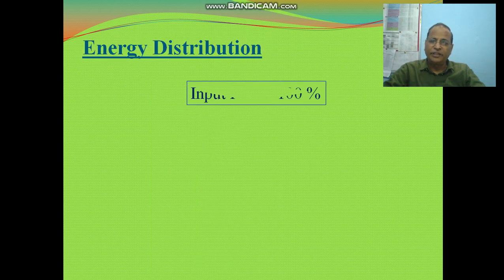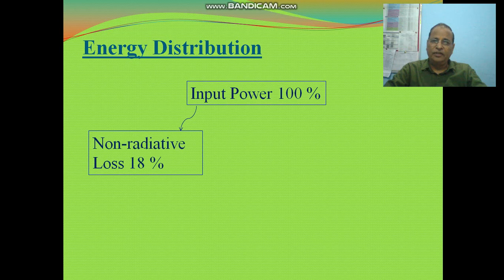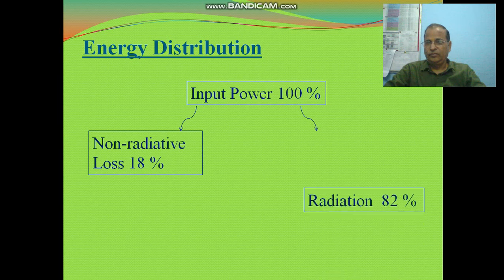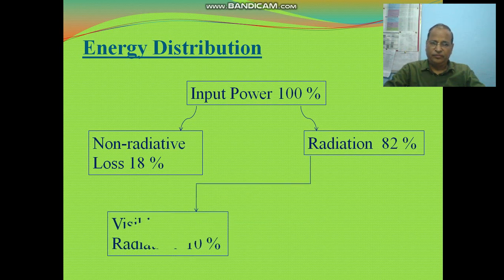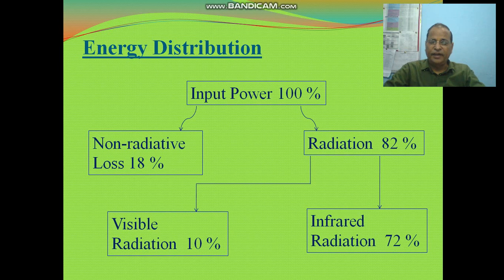If you go for the energy distribution and assume an input power of 100%, then non-radiative losses are 18%. Radiation is 82%. Visible radiation is only 10%, and infrared radiation is 72%. This is the overall energy distribution of an incandescent lamp.